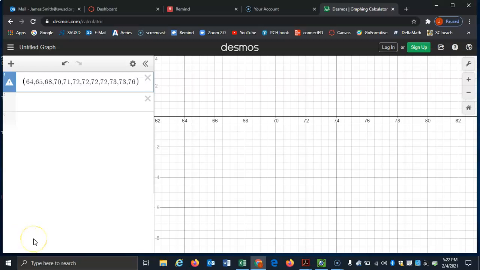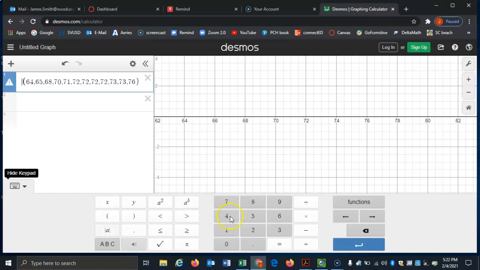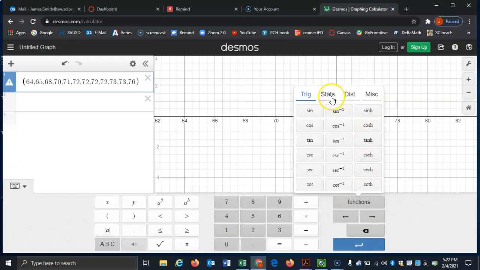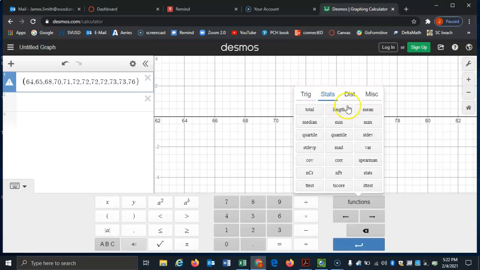Come on, calculator. And you go to functions. You can either look in stats or distribution. These are going to contain the two things we're using currently. So under stats, you could find the mean, you've got your quartiles, standard deviation for the population, standard deviation for the sample. So we have all that stuff in here.